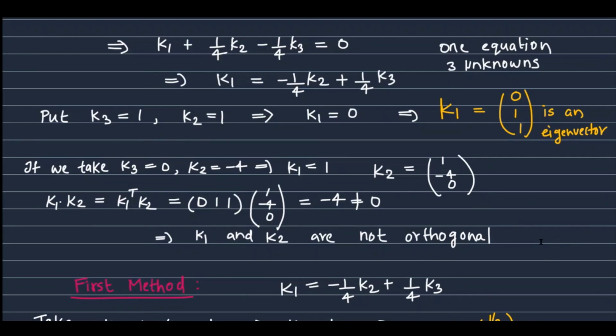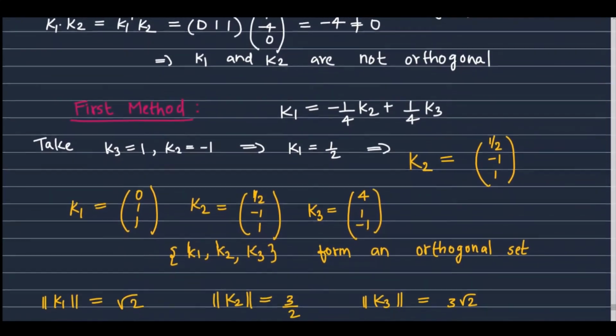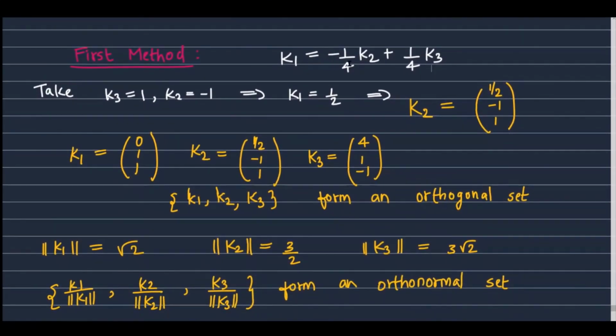For this we have two methods. The first is to choose K1 and K2 in such a way that they become orthogonal, and the second is to use the Gram-Schmidt process. We will see both methods here. The first method is the easiest one because we have the equation k1 equal to minus 1 by 4 k2 plus 1 by 4 k3. Suppose we take k3 as 1 and k2 as minus 1, which implies that k1 equal to half. We denote this by capital K2, the vector half, minus 1, 1.